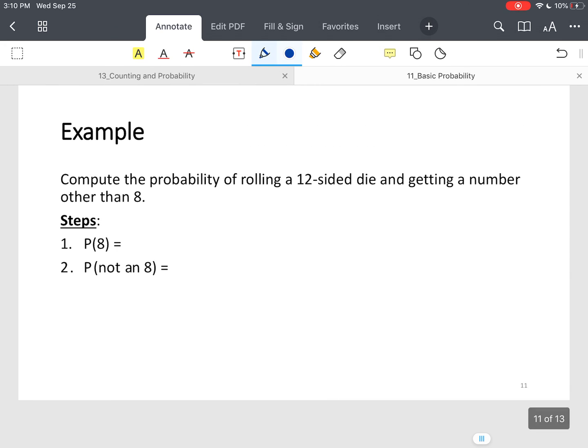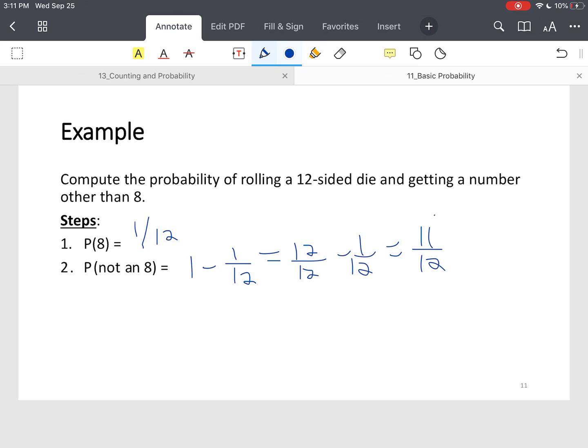So we have a 12-sided die, and we want to find the probability of getting a number other than 8. So all I'm going to do is 2 steps. The probability of rolling the 8: there's only one 8 on that die, and there are 12 possible outcomes, so that's 1/12. So the probability of rolling a number other than 8 is simply 1 minus 1/12, or you could say it's everything else. So 1 minus 1/12 is 12 over 12 minus 1/12, which is 11 over 12. So that's your complement. Or you could write it this way, P of 8 not, or the complement of rolling the 8, is 11 twelfths. Same exact thing.